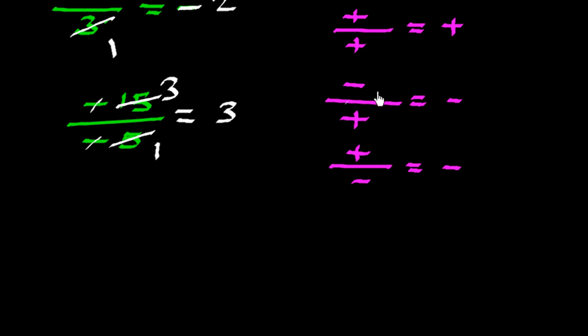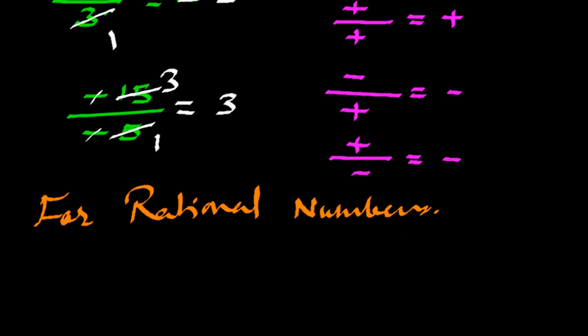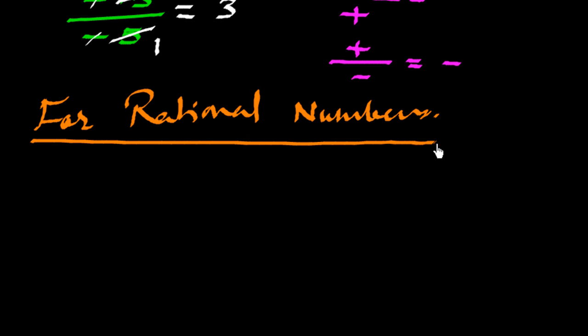Now for rational numbers, look here at the division of rational numbers. I will explain it here. If I have to divide 5 over 2 divided by 10 over 6, this is a rational number, and we have to divide this.